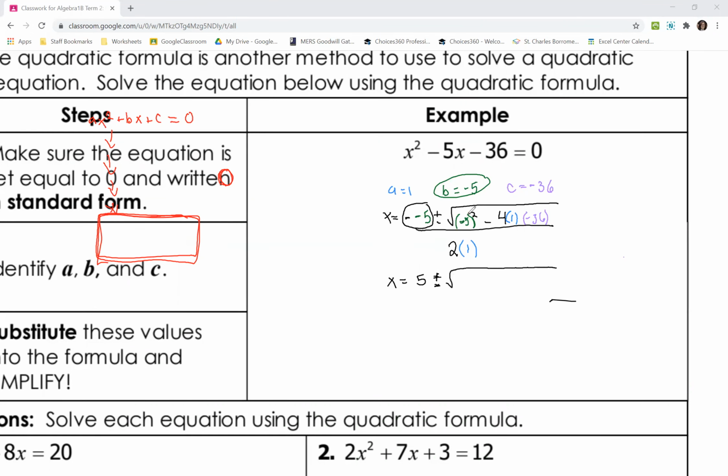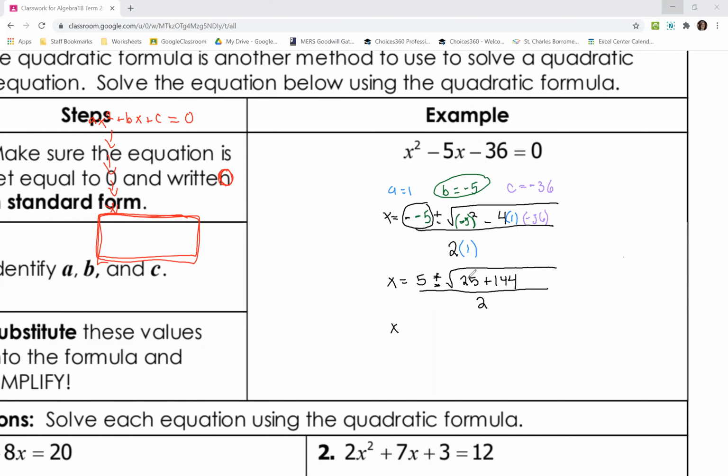Okay, the next thing I want to do is I'm going to simplify the negative 5 squared and the 4 times 1 times negative 36 all in one go. So negative 5 squared is a positive 25. Okay, negative 4 times 1 is negative 4. Negative 4 times 36 is a positive 144. Okay. All right, all over, and then I'll simplify this. 2 times 1 is 2. Okay, so the next thing I'm going to simplify is 25 plus 144.